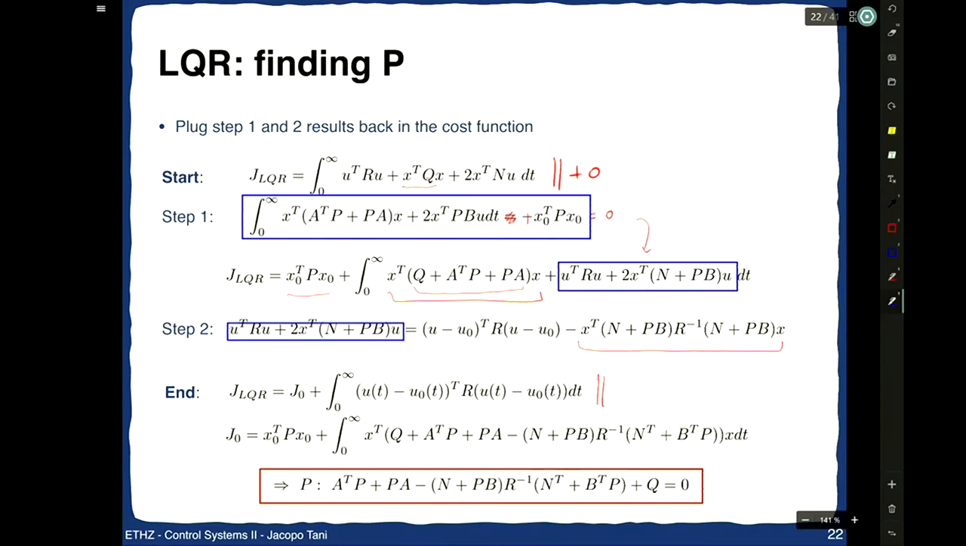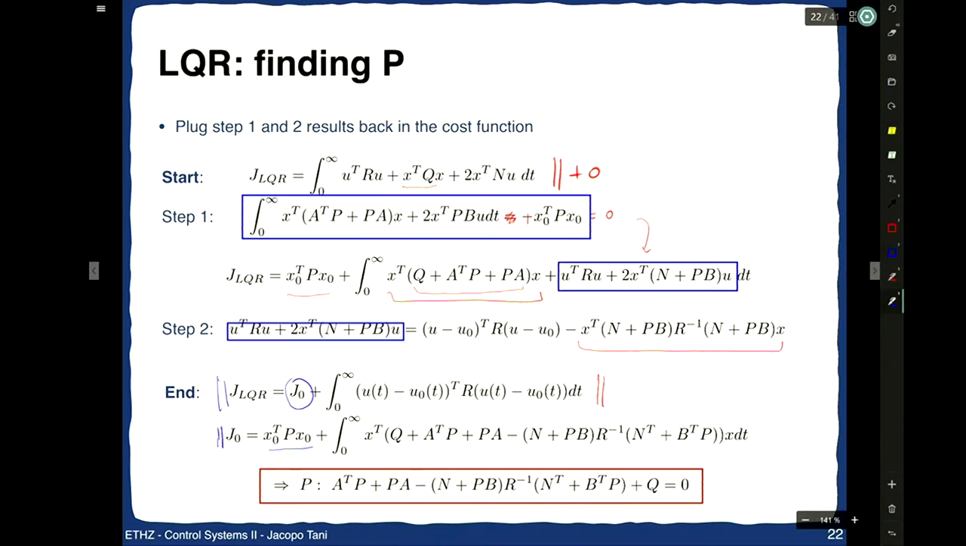So basically, we did achieve rewriting the cost function in this form, but what is J naught? J naught is x naught transpose P x naught, which is the constant term that comes out from the first term, plus everything that we don't like that was still inside the integral. But we said that in order for things to make sense, for u naught of t to actually be the minimizing solution, J naught had to be a feedback invariant. This thing had to be a constant term.